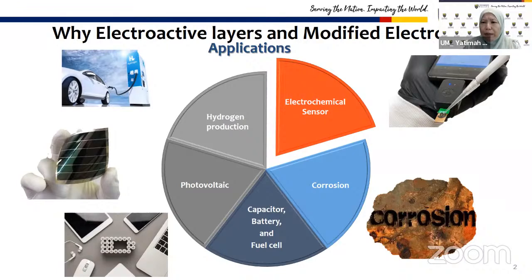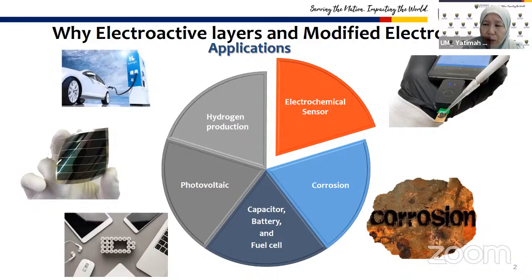When we talk about a battery, definitely it consists of electrodes, and in electrochemical methods the main basic instrument is an electrode. When we talk about corrosion, corrosion is basically oxidized metal, and there are a lot of electrochemical methods that can do coating. That means we electro-deposit material on top of the material to prevent corrosion.